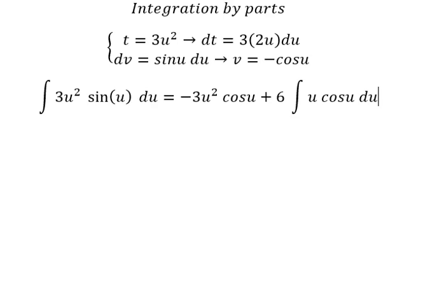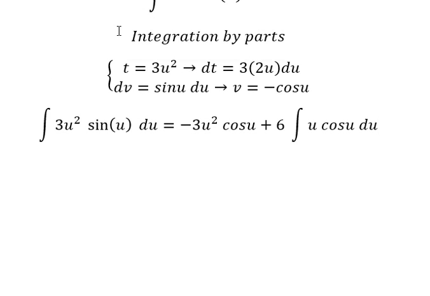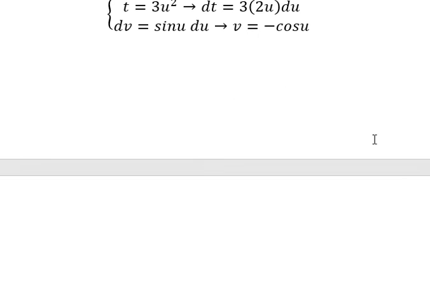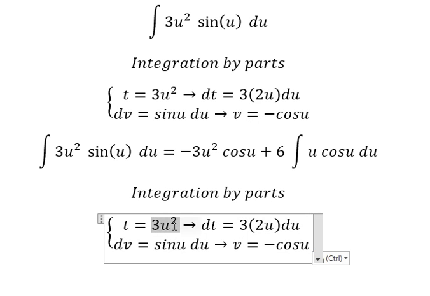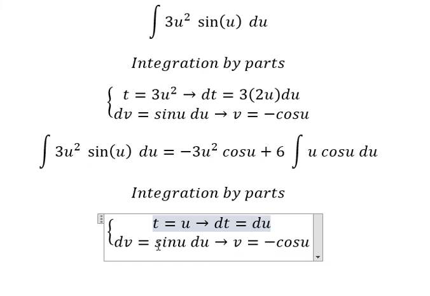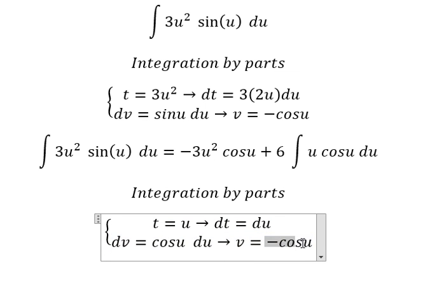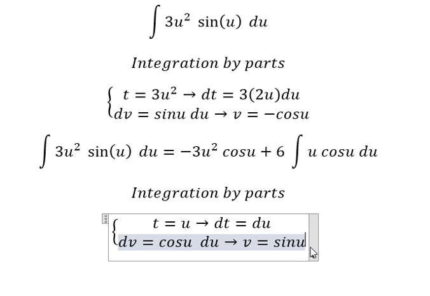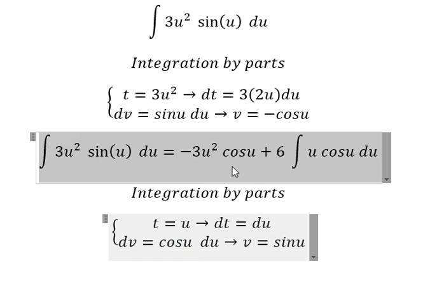Now we can use integration by parts again, and that is about u. This one we have du. dv is cosine u. The integration of this one, we have sine u.